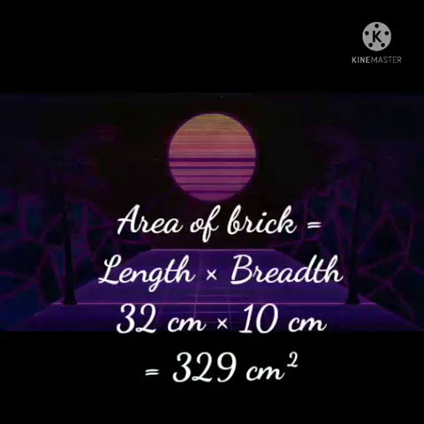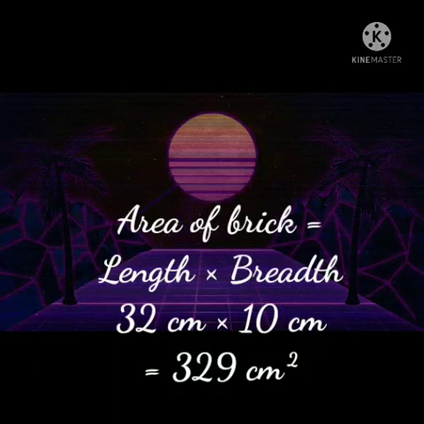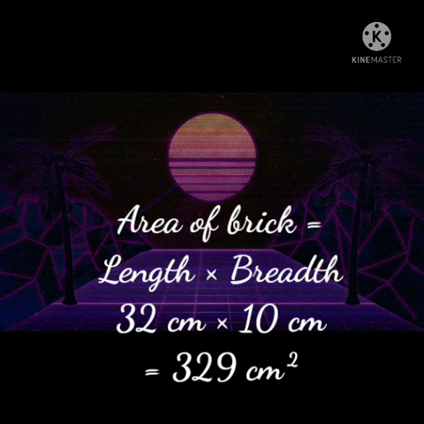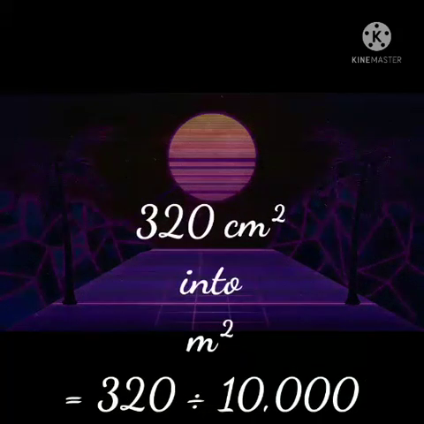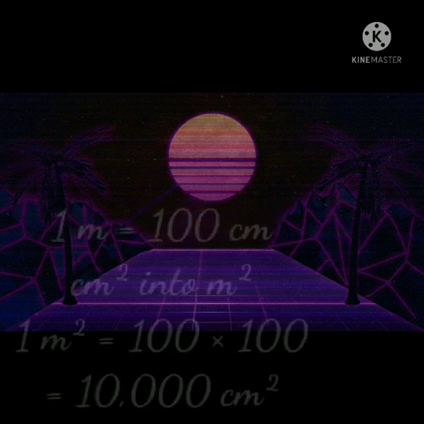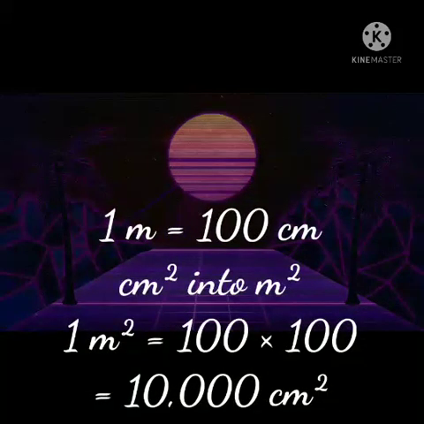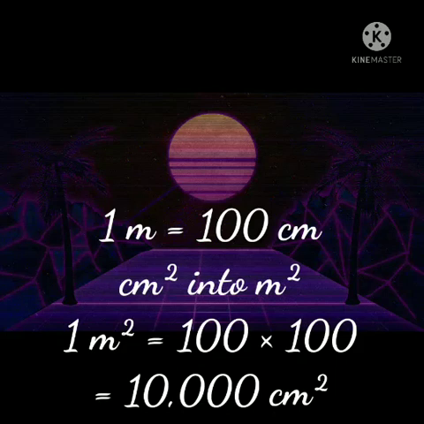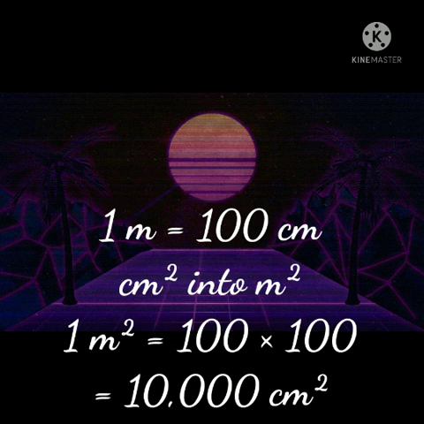Area of brick is length into breadth. 32 cm multiplied by 10 cm, answer is 320 cm square. To convert 320 cm square into meter square, we divide 320 by 10,000 because 1 meter is equal to 100 cm. Here it is meter square. We are converting centimeter square into meter square. For this we multiply 100 into 100, which is equal to 10,000 centimeter square.